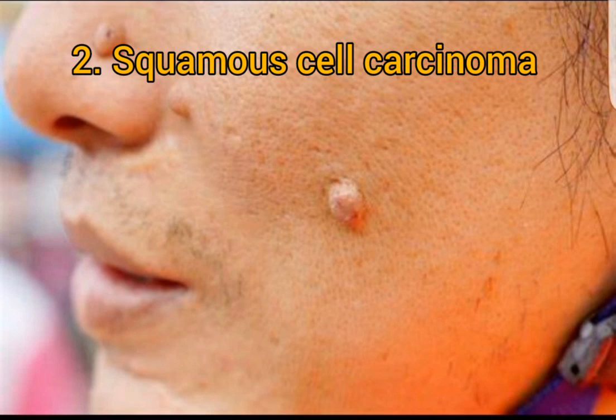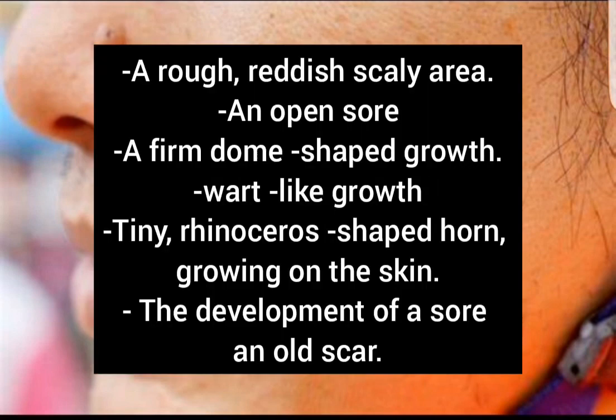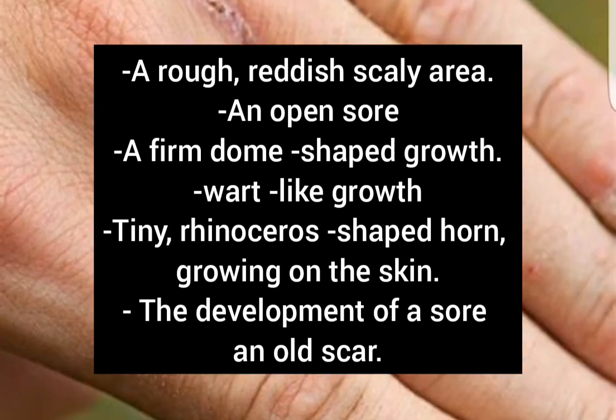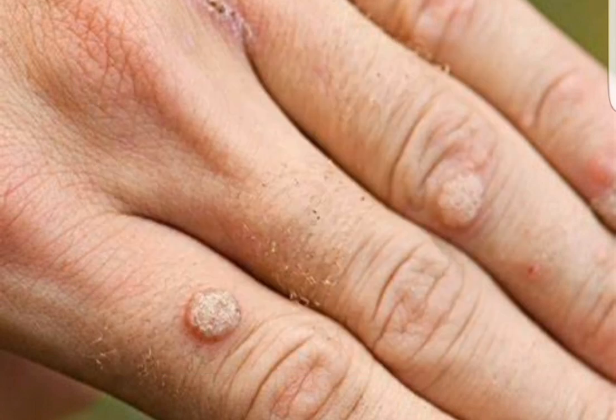The signs and symptoms of squamous cell carcinoma include a rough, reddish scaly area, an open sore, a firm dome-shaped growth, wart-like growth, a tiny rhinoceros-shaped horn growing from the skin, and the development of sores in an old scar. Early diagnosis and treatment of squamous cell carcinoma is important, in order to prevent it from damaging the cells within the skin.